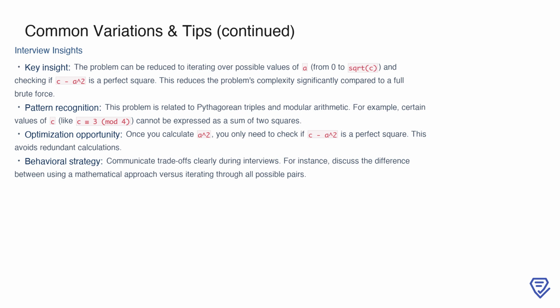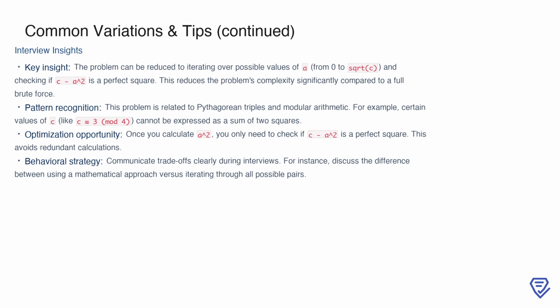Additionally, the problem has connections to Pythagorean triples and modular arithmetic. For example, certain values of c, such as those where c is congruent to 3 mod 4, cannot be expressed as the sum of two squares. Leveraging such mathematical patterns can help optimize your solution.